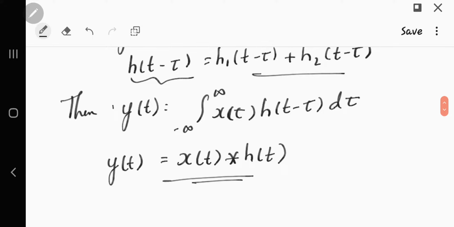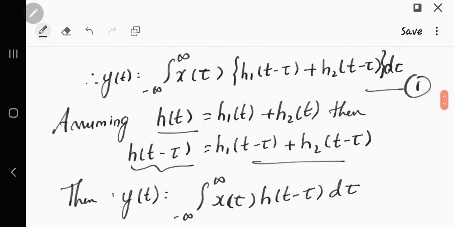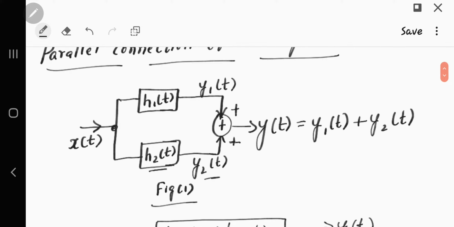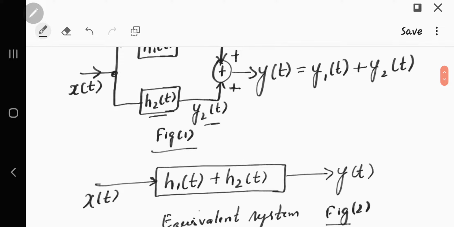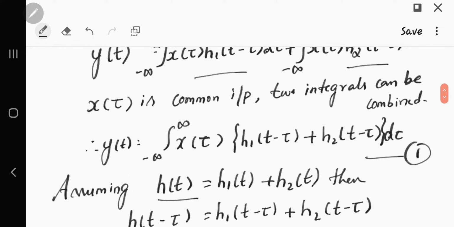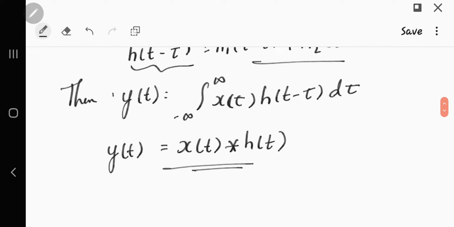Okay. So, this is where we end our simplification. We started this considering the parallel connection, and this is the equivalent system. This equivalent system is for the parallel connection of impulse response, the LTI system expressed in impulse response. Now, from this we get two things.